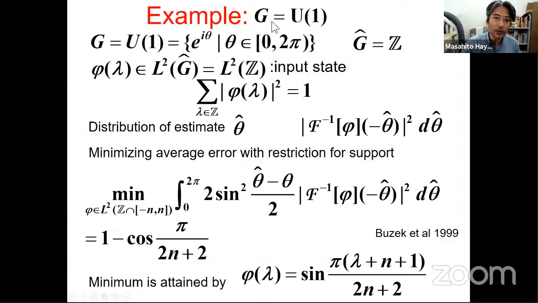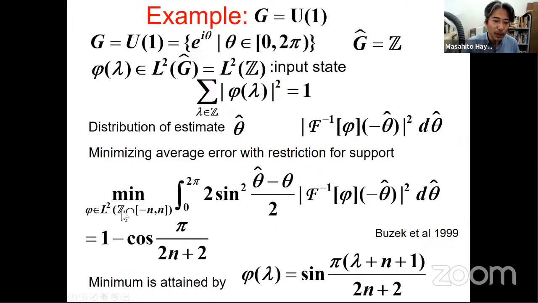Next, we want to consider the case G equals U(1). In that case, G hat is the integers. So in this case, the input state can be considered as an element of L2(G), Z, and we have this normalization condition. Then the distribution of our estimate is given by this one. Then the minimization of the average error is given by this one.